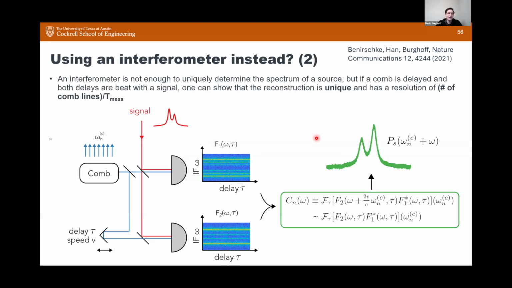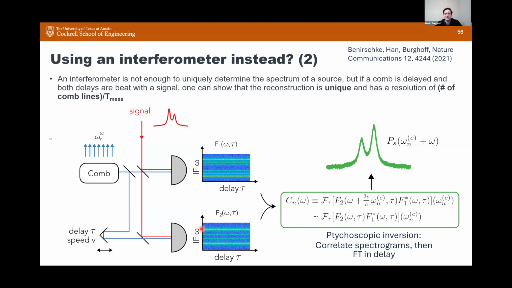So if you have two combs, or if you have one comb and you delay one copy of the comb and you beat that with your signal, and then you do the same thing with the undelayed version, in other words, you have two detectors. It turns out that these two detectors give enough information to reconstruct the whole spectrum of your remote light source over the bandwidth of your comb. And I really won't go into the math because it's a little too technical for this. But basically, it involves multiple Fourier transforms and correlations. And we call this the tachyscopic conversion algorithm, for reasons I'll talk about in a second.